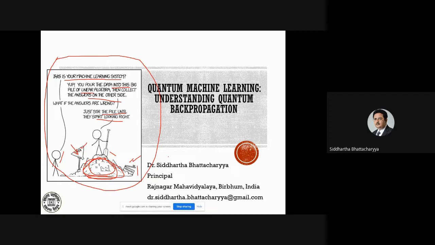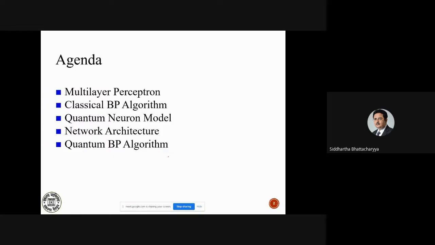To have an idea about the entire picture physically, this figure is quite enough to justify the entire thing. Now the agenda of this lecture: because we are dealing with the backpropagation algorithm, we'll start with the basic multilayer perceptron architecture, a small overview of the architecture, followed by an understanding of the classical backpropagation algorithm.